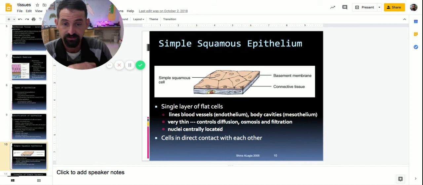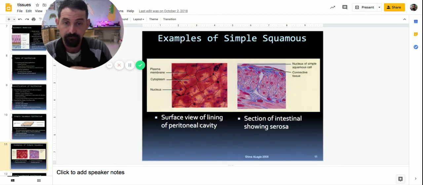And the cells are all in direct contact with each other. So here's an example. This is inside of your body cavity. These are the cells that line it. And this is in your intestines. You can see this lining of flat squamous cells, single layer, lining your internal intestines, so you can absorb nutrients through them.